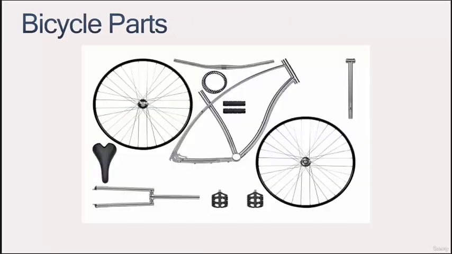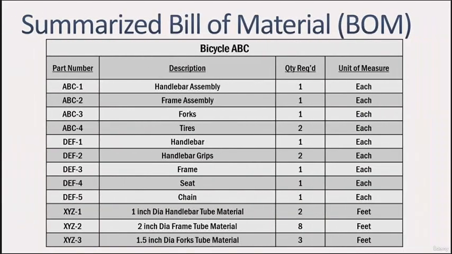Here we have our famous bicycle that I've been talking about since the beginning of this course. I don't have all the components shown, but most of the major components are here, and this is enough for this exercise. We see from the summarized bill of material various subcomponents that make up the build of this bicycle.